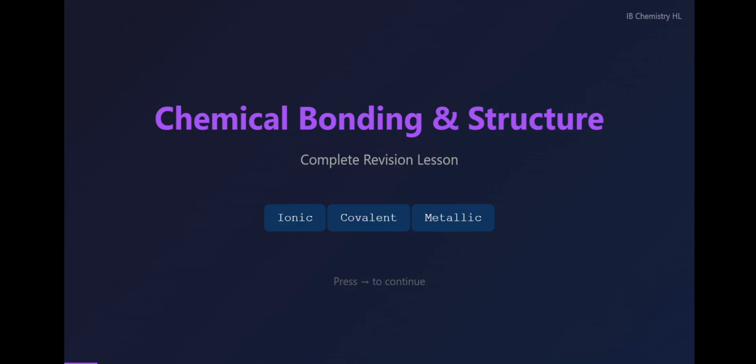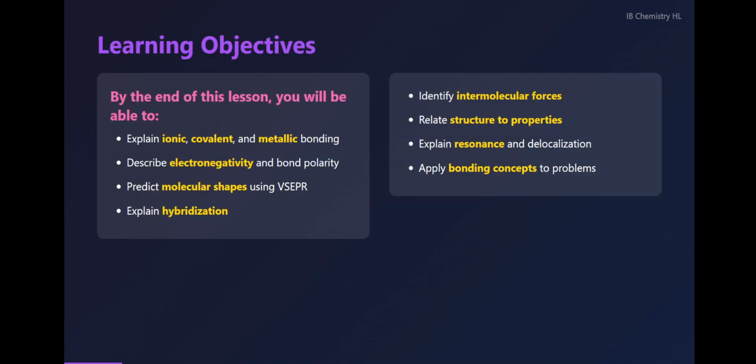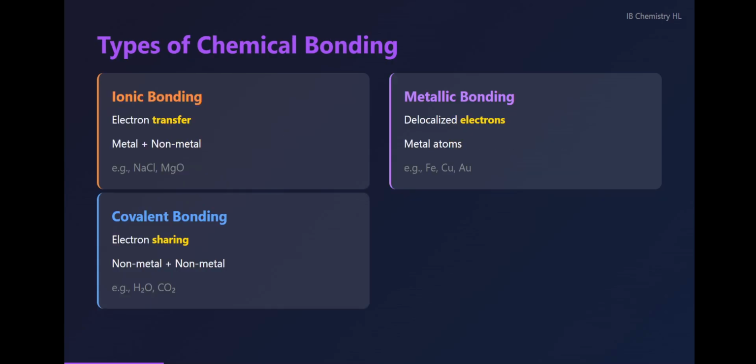Welcome to this lesson on chemical bonding and structure for IB Chemistry Higher Level. In this lesson, we will cover ionic bonding, covalent bonding, metallic bonding, intermolecular forces, bond polarity, resonance, hybridization, and the relationship between structure and properties.